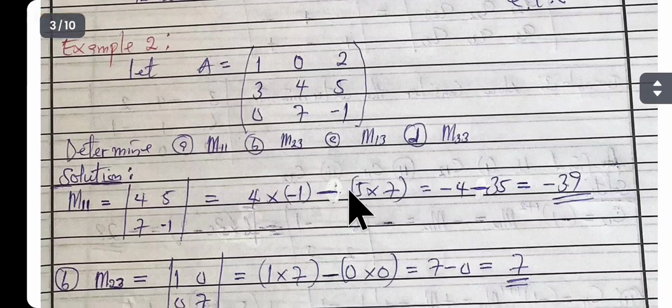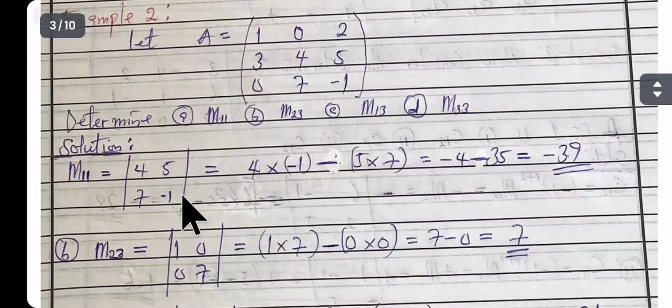All right. So now if we are looking for minor 1 1, minor 1 1 means cancel the first row and the first column. Cancel the first row and cancel the first column. So you are left with 4, 5, 7, and minus 1. And that is what we bring out and extract like this.